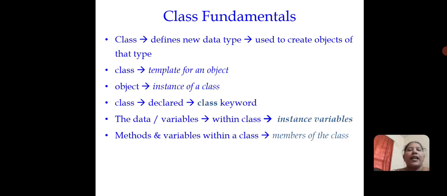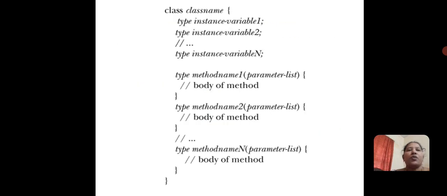Now the class will be declared using the keyword class, and within that class you will be having data and variables. Those things are considered as instance variables. Similarly, the methods and variables within the class are called members of the class. So this is an introduction about what a class is, how you will be declaring a class, and what instance variables and members of the class are.